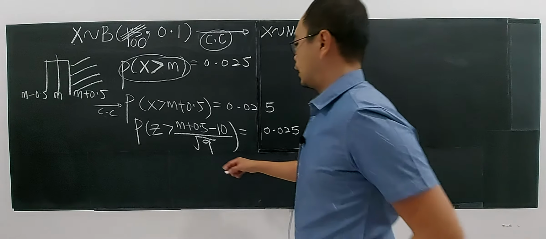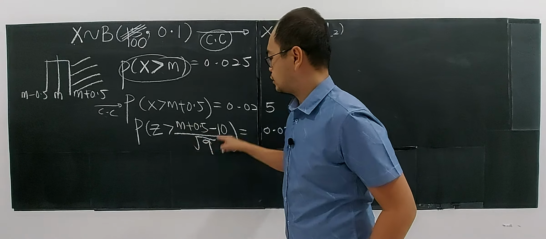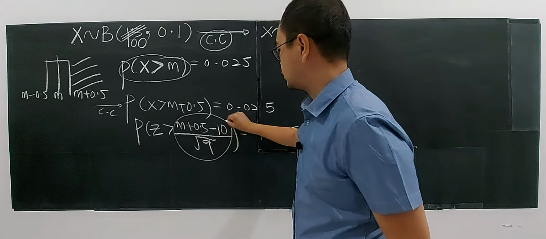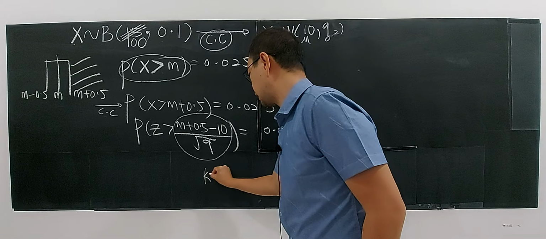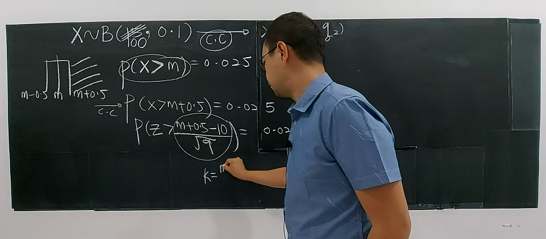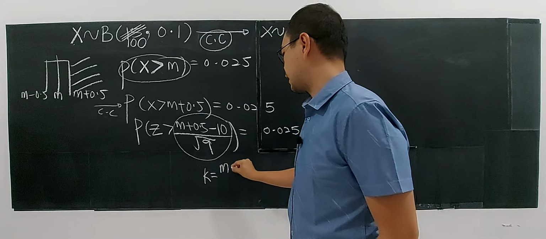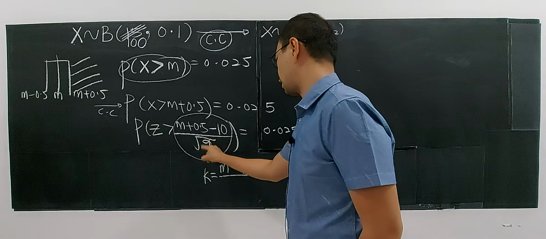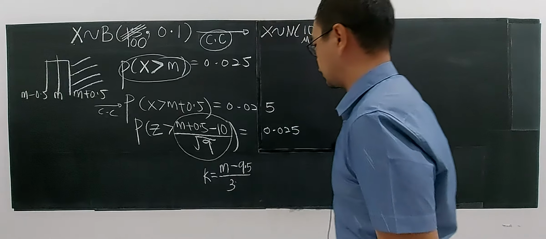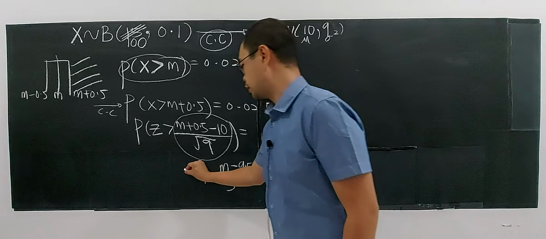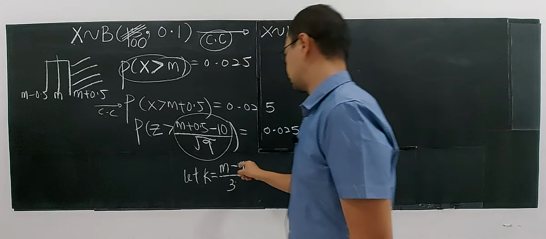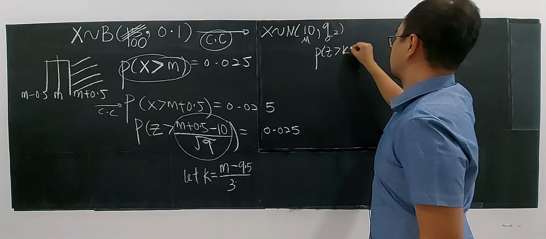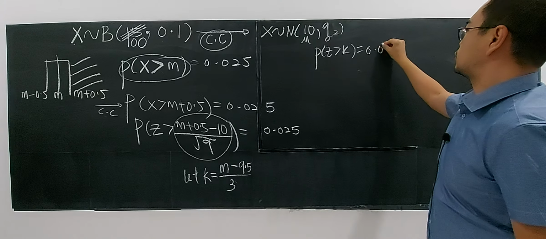Then how do we solve this? Usually I ask students to first look at this and rewrite it as k. So k is just m plus 0.5 minus 10, which is m minus 9.5, divided by the square root of 9, which is 3. You let k be this. Later, you know that P(Z greater than k) is just 0.025.